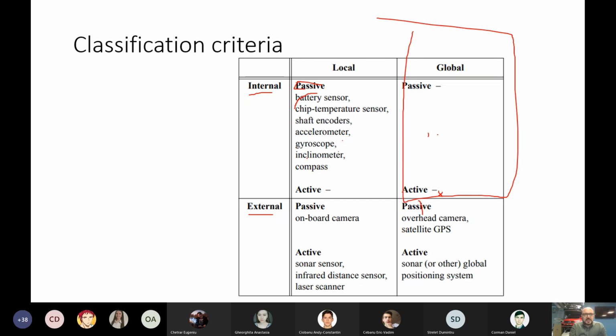So now please rate your level of understanding of the last three criteria, meaning internal, local, passive, active, global, local, from 0 to 10.